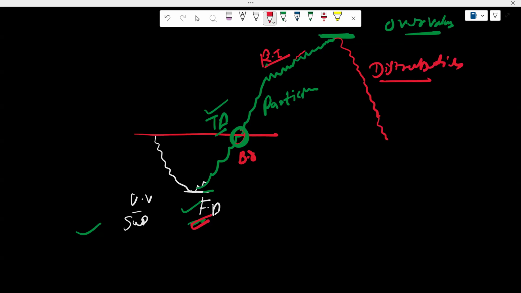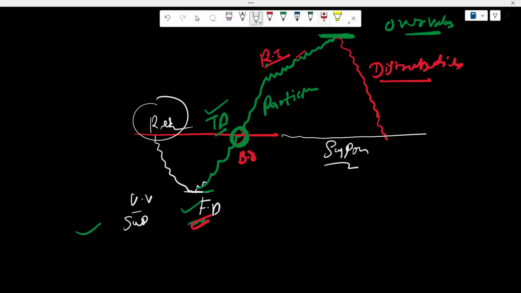At this point what will happen? Because this was the previous resistance, now market will take support at this point, because the previous resistance will become support. Market will take support at this point, right? And in the distribution phase, retails are also panicking. When FII is also selling, our retail investors are also selling the stock. Okay, this is the distribution phase.